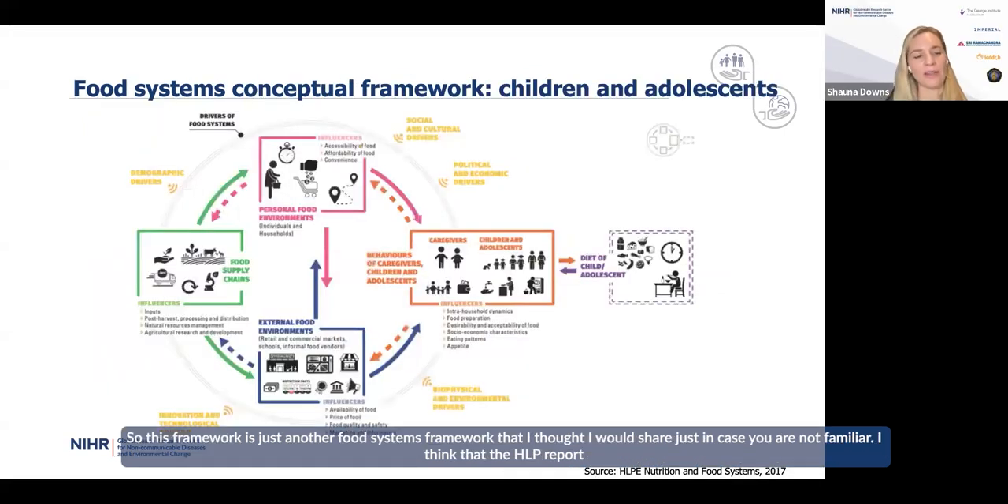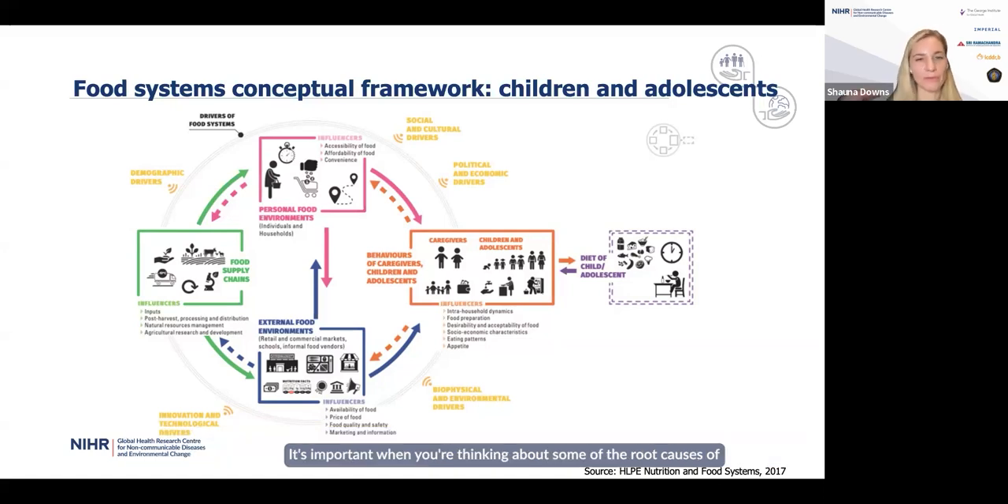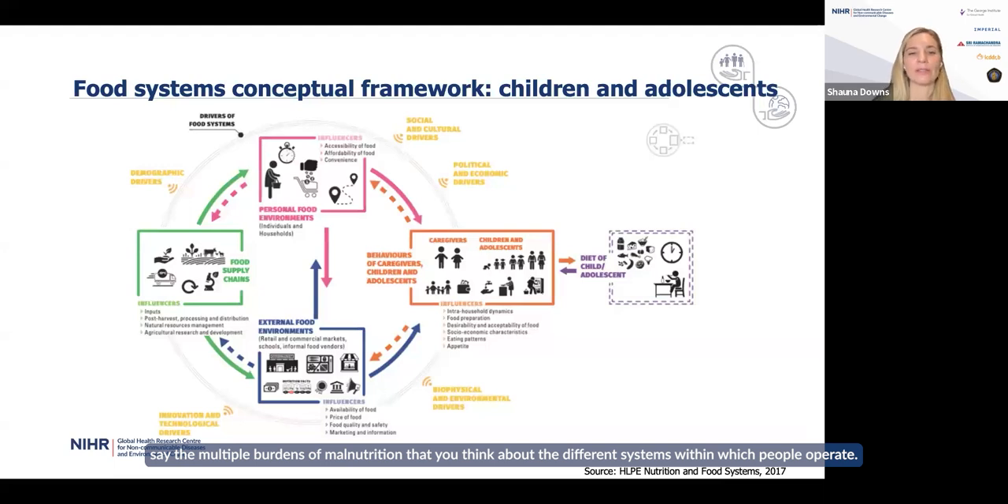So this framework is just another food systems framework that I thought I would share just in case you are not familiar. I think that the HLPE report conceptual framework is used a lot, so I'm sure that you're all familiar with that one, but this is the Innocenti framework that was developed specifically for children and adolescents. So it's important when you're thinking about some of the root causes of, say, the multiple burdens of malnutrition, that you think about the different systems within which people operate and how people's individual factors or their lived experience influences how they interact with that system.